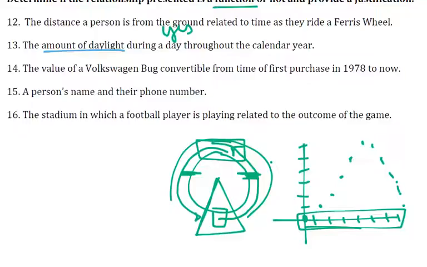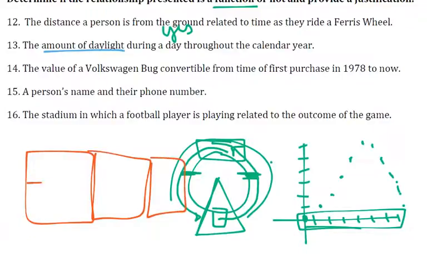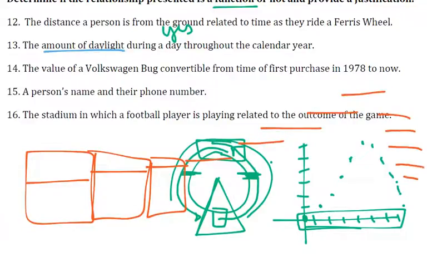Okay. Now, the amount of daylight during a day throughout the calendar year. So on number 13, we're thinking, okay, so we have the calendar, right? The days. And we get a certain amount of daylight in that day. And as the summer comes, that amount of daylight goes up. But as winter comes, the daylight goes down.